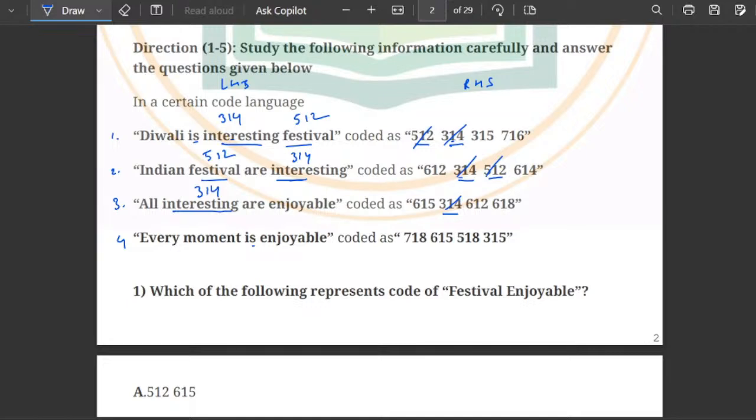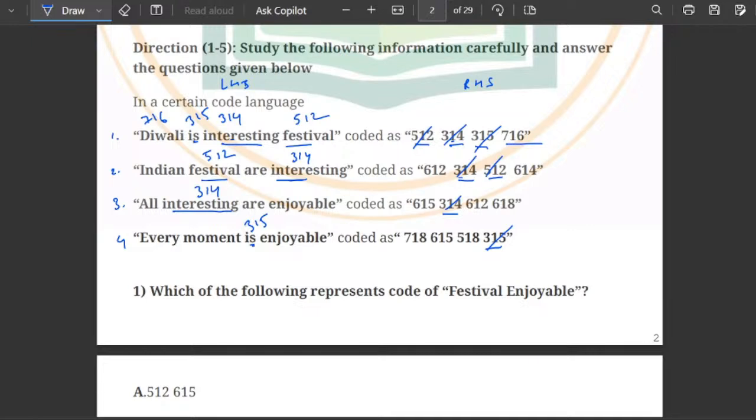Now we'll see first and third. Is there anything common in first and third? Diwali is... all are enjoyable. No, nothing is common. Let us see first and fourth. Diwali is... every moment is enjoyable. "Is" is common in first and fourth. On the right hand side, 315 is common in the first and fourth statements. Similarly, "is" will be coded as 315. So 315 is gone. Now what is left? 716. By default, 716 will go for Diwali.